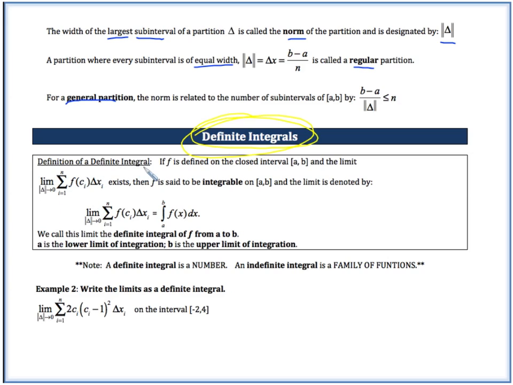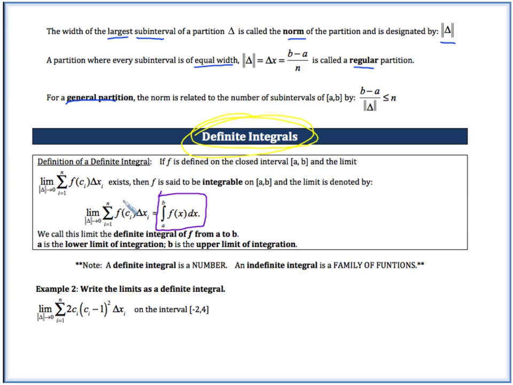So the definition of a definite integral. If f is defined on the closed interval a to b, and the limit as your partition goes down to 0 of the sum from i equals 1 to n of f of c sub i times delta x sub i exists, then f is said to be integrable on the interval a to b, and the limit is denoted by this. Okay, the definite integral from a to b of f of x with respect to x.